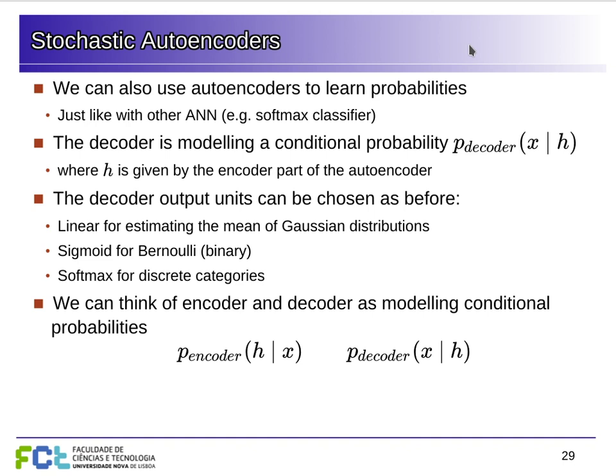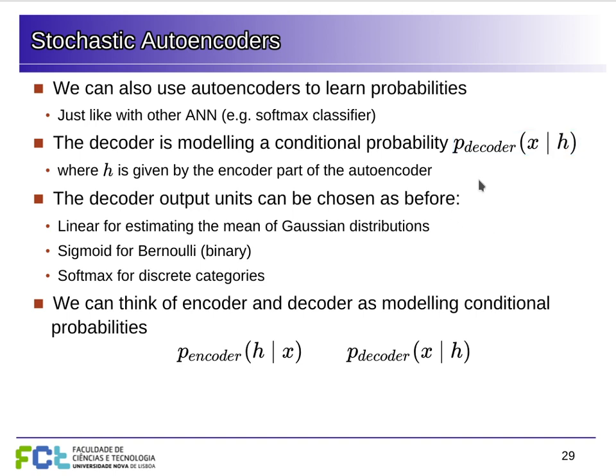So let's imagine that we are trying to obtain a conditional probability where the decoder is giving us some distribution for the x, which should be the same as the input, but the decoder is outputting that value as a function of the hidden representation.